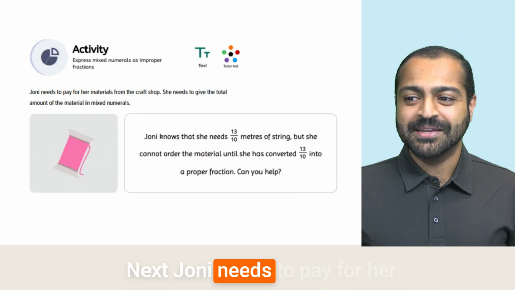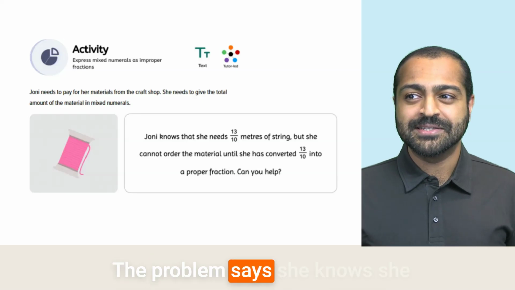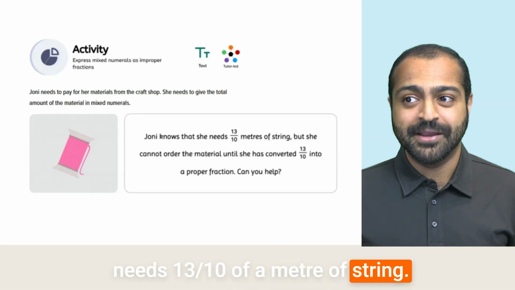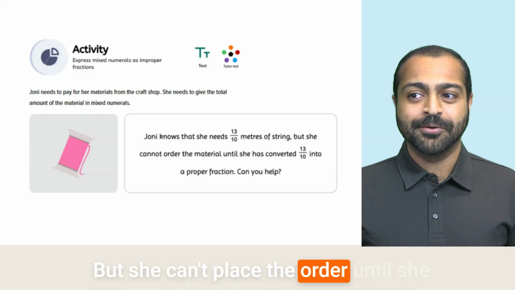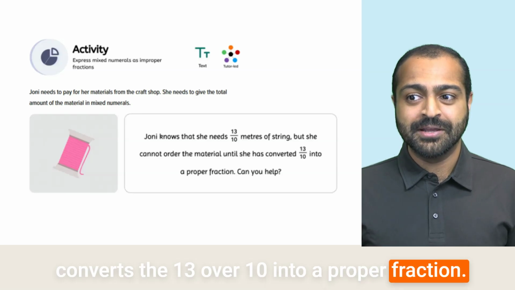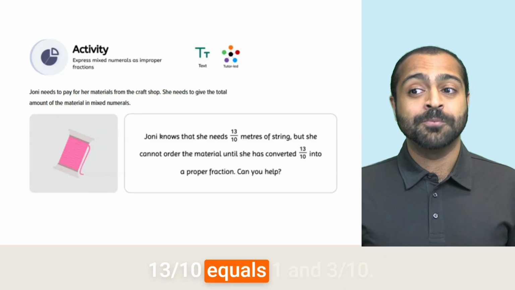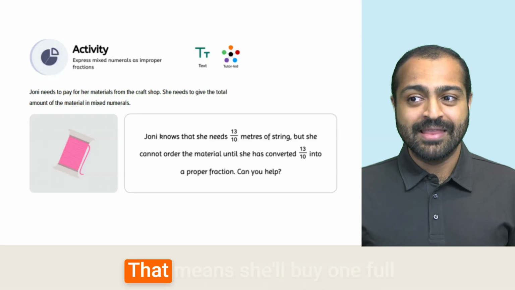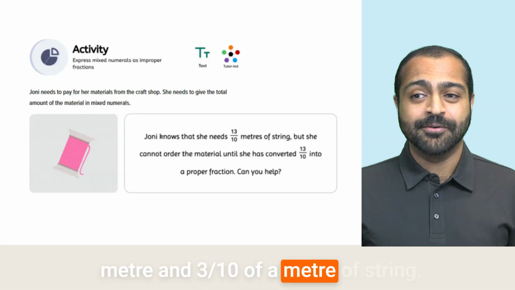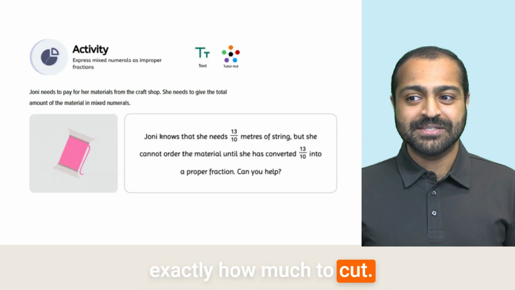Next, Joni needs to pay for her materials at the craft shop. The problem says she knows she needs 13/10 of a meter of string, but she can't place the order until she converts the 13 over 10 into a proper fraction. We already worked out that 13/10 equals 1 and 3/10. That means she'll buy 1 full meter and 3/10 of a meter of string. Now the shop owner knows exactly how much to cut.